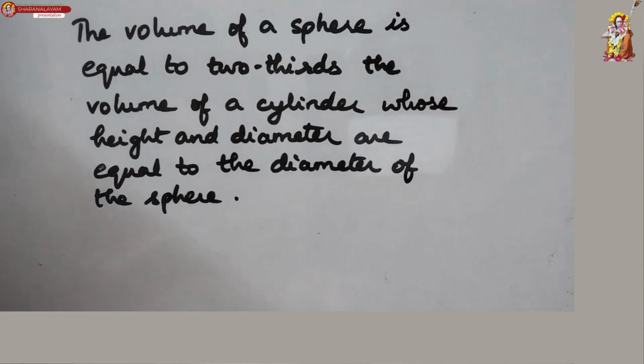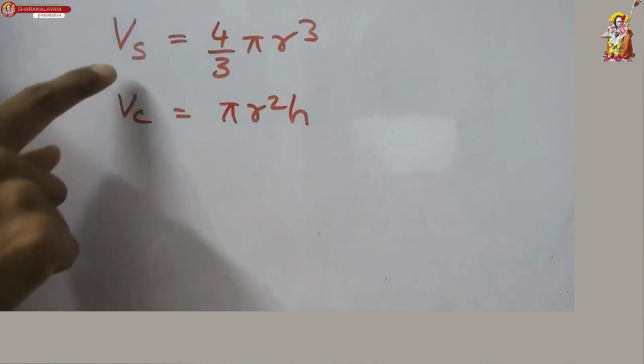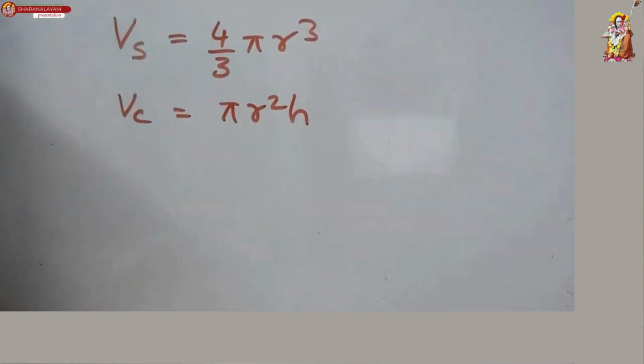The volume of a sphere is equal to 2/3 the volume of a cylinder whose height and diameter are equal to the diameter of the sphere. Okay. How do we do this? This is Vs, volume of the sphere. So we know volume of a sphere equals 4/3 pi r cube. And this is Vc, volume of a cylinder, which is equal to pi r square h.